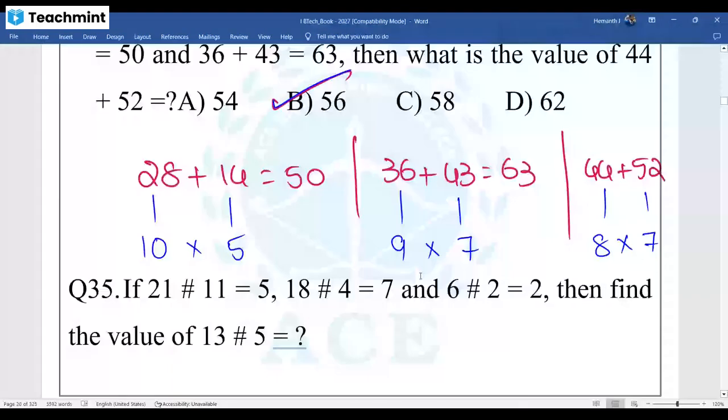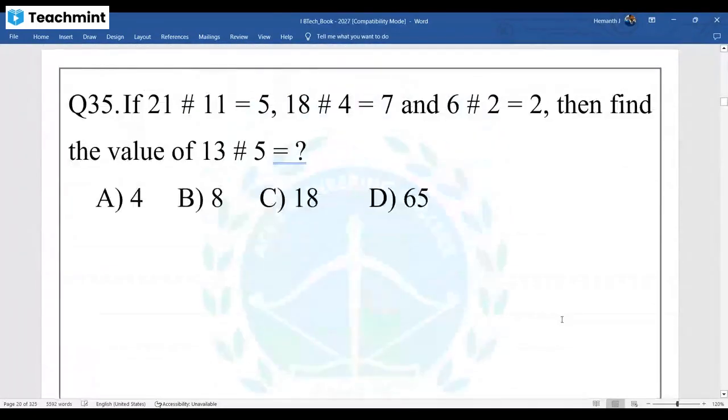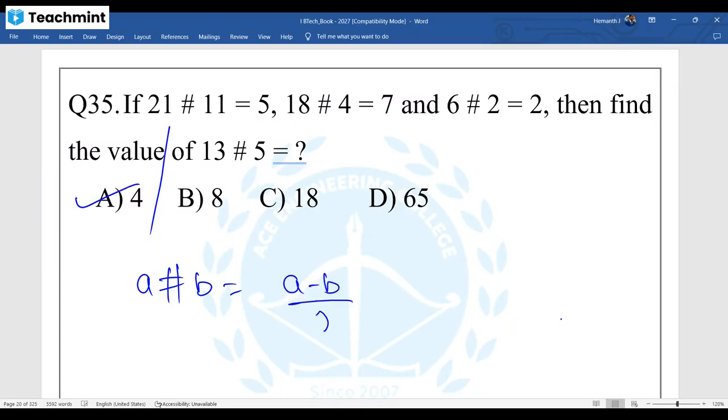What about the next one, 35? Probably the last question for this topic. 4 is correct. Superb. 35 again, okay, I'll display it again, don't worry. So 35, A hash B, how many of you got the answer? 4, few, good. 4 is the correct answer. A hash B is nothing but A minus B divided by 2 here. What is 21 minus 11? 10, half of that is 5. 18 minus 4 is 14, half is 7. 6 minus 2 is 4, half of that is 2. 13 minus 5 is 8, half is 4.